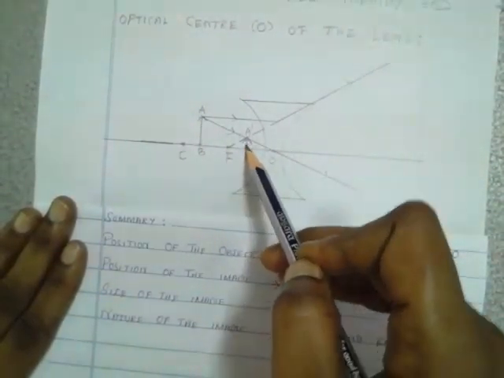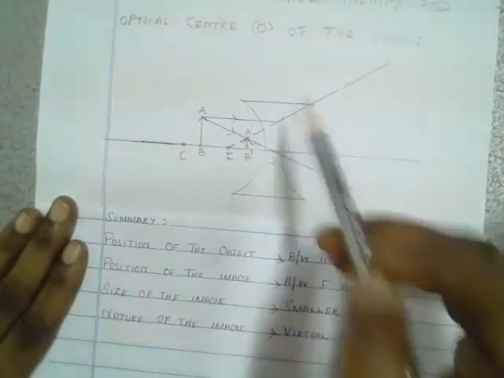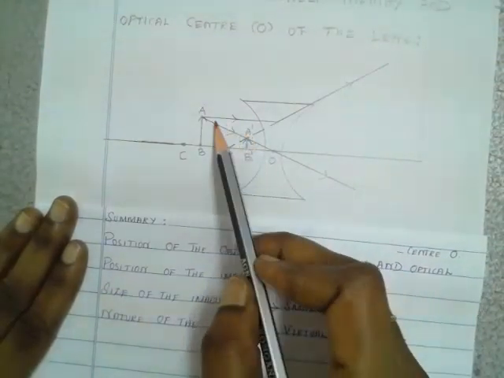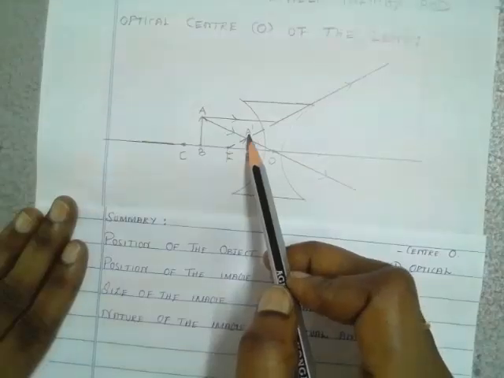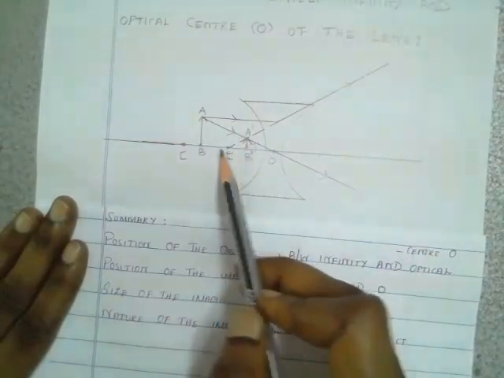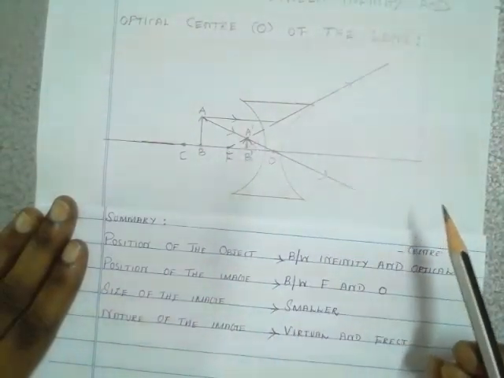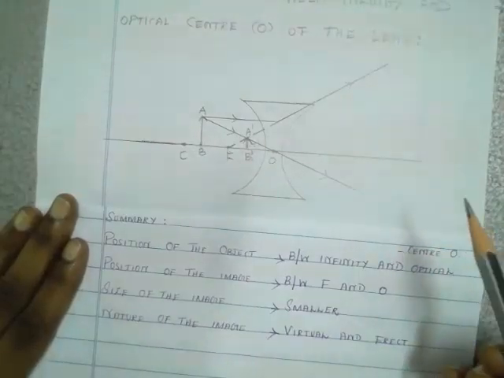The image is formed on the same side where the object is placed, which means the nature of the image is virtual, and at the same time erect. That means the head of the object and image are upward and the tail is on the principal axis.